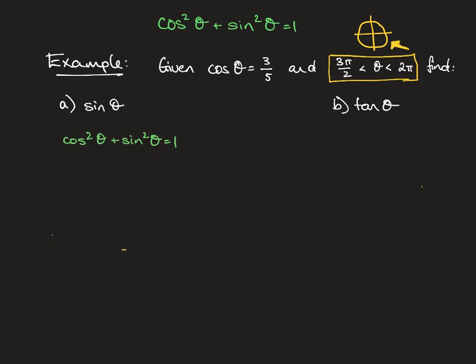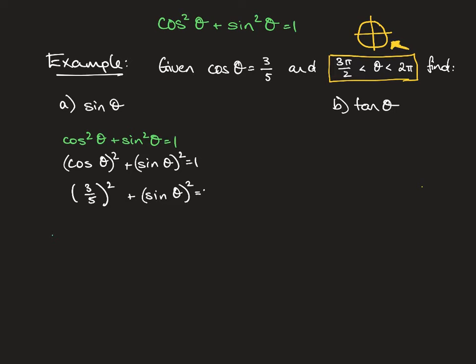If it helps to write it in its squared form, then go right ahead and write it in its squared form. So it would look like this. And then you can substitute in your value for cos theta. So they told us in the question that cos theta is 3/5. And so we're going to write 3/5 for cos theta. That squared plus sine theta all squared is equal to 1.